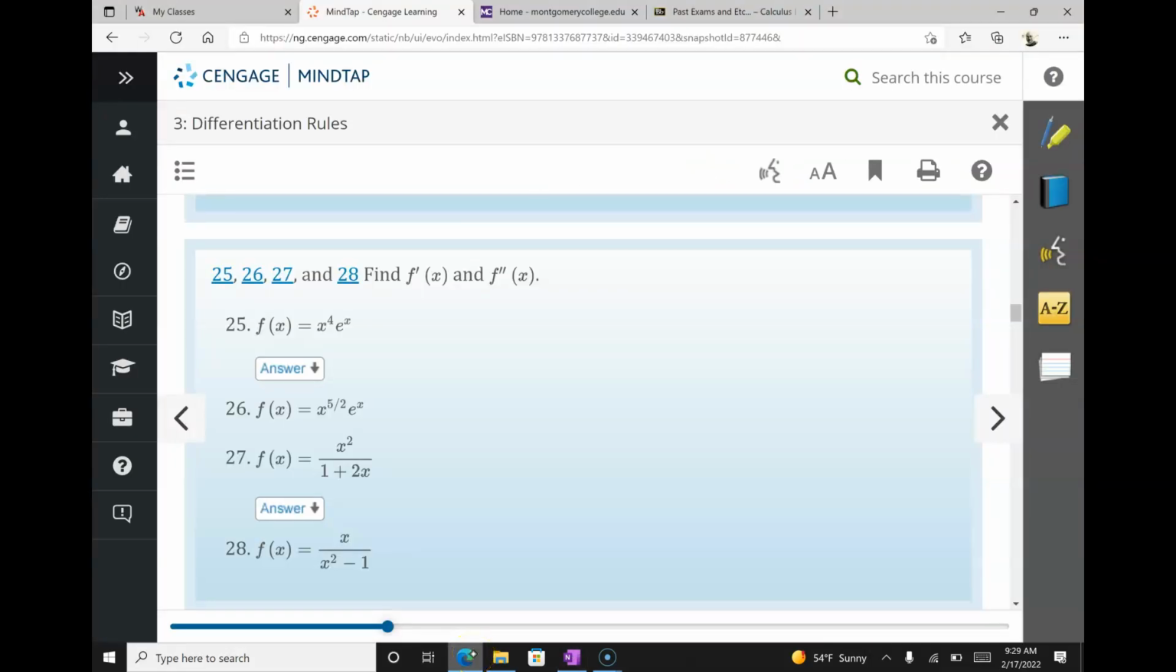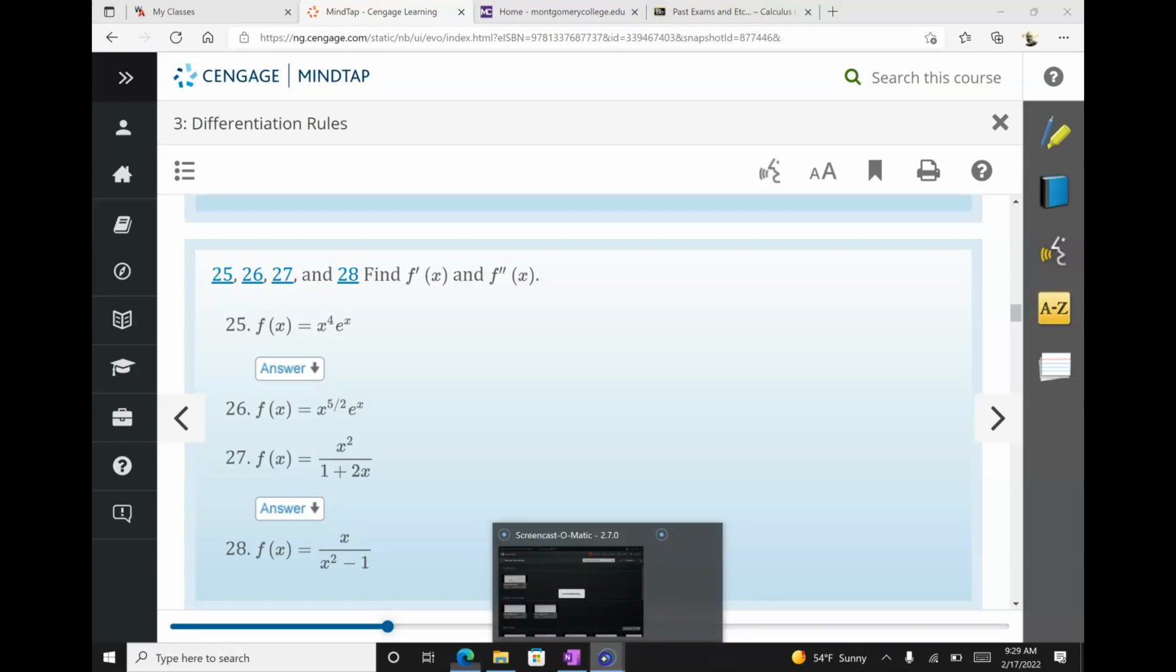Let's do 27. First derivative and second derivative with the chain rule, right? So I've got x squared. Actually, what do I like better? Doesn't matter. 27. X squared over 1 plus 2x.